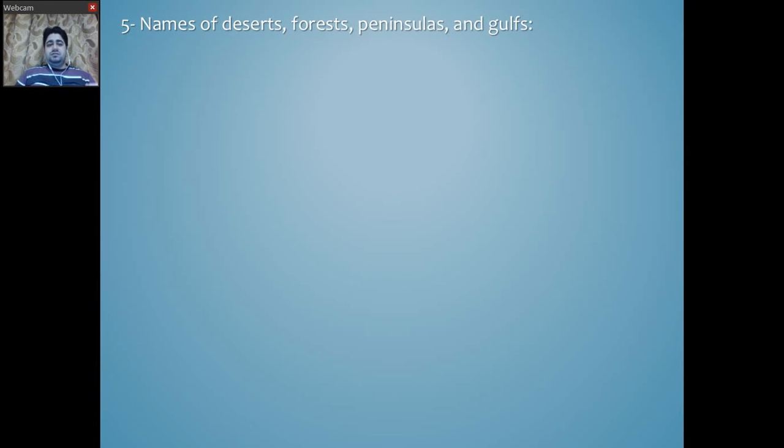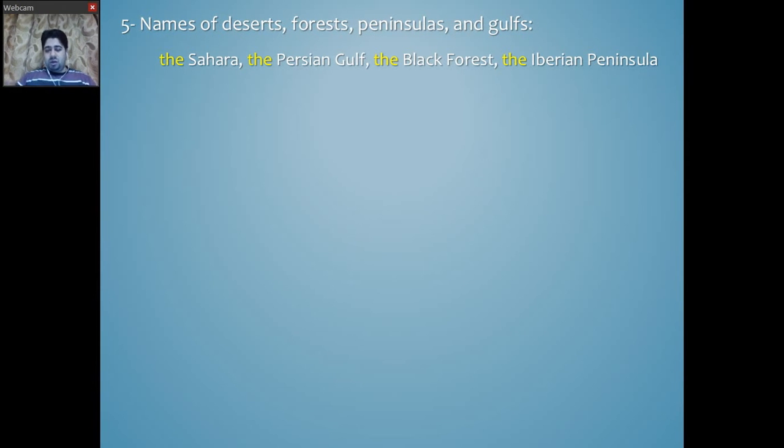Five. Names of deserts, forests, peninsulas and gulfs. All these places we refer to using the when we have their names. For example, the Sahara is a very large desert, and the Persian Gulf, or arguably the Arabian Gulf nowadays, the Black Forest, or the Iberian Peninsula. So all these places we refer to using the. There's always the in the name. We don't say, for example, Black Forest, we say the Black Forest.